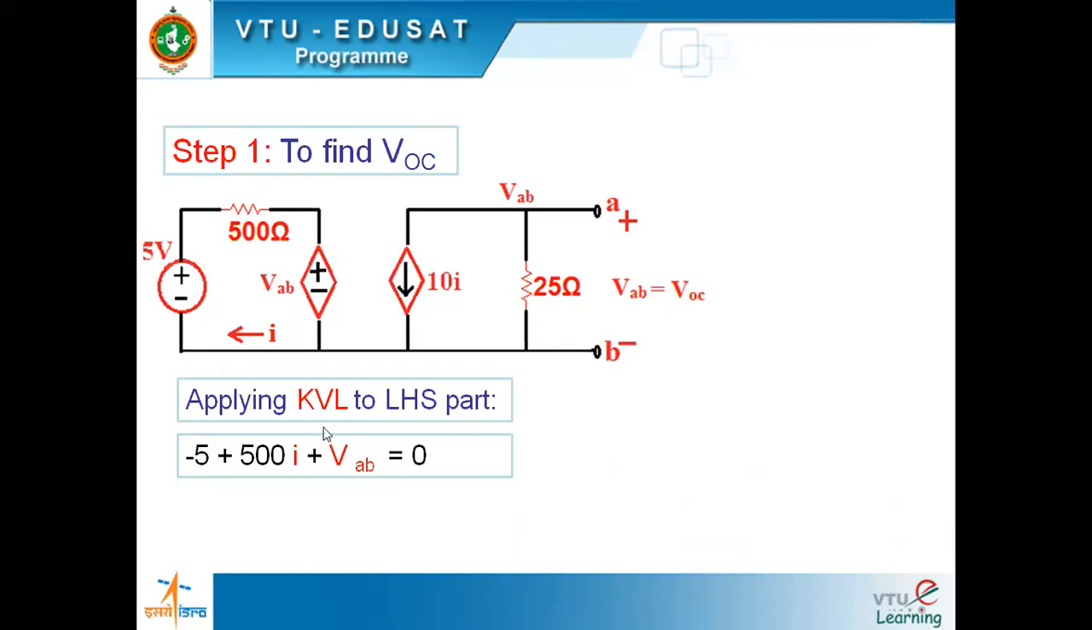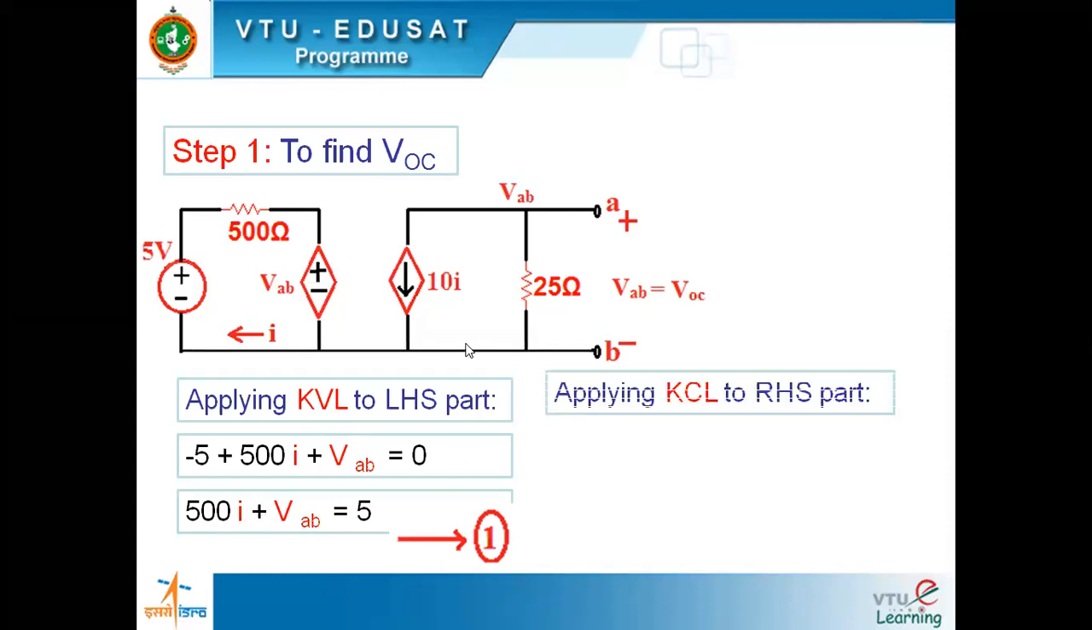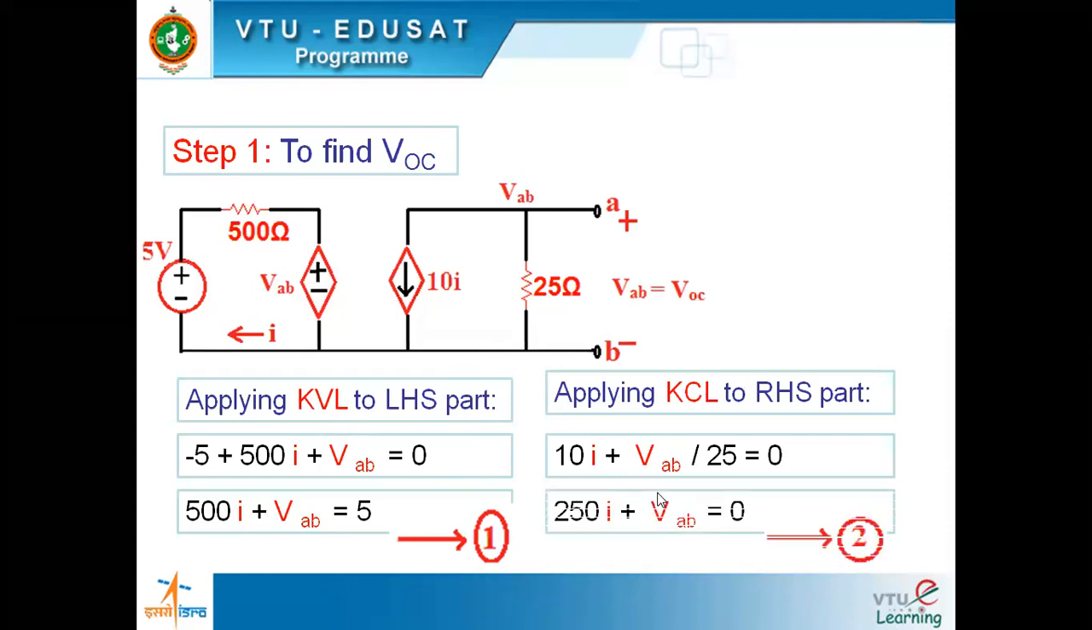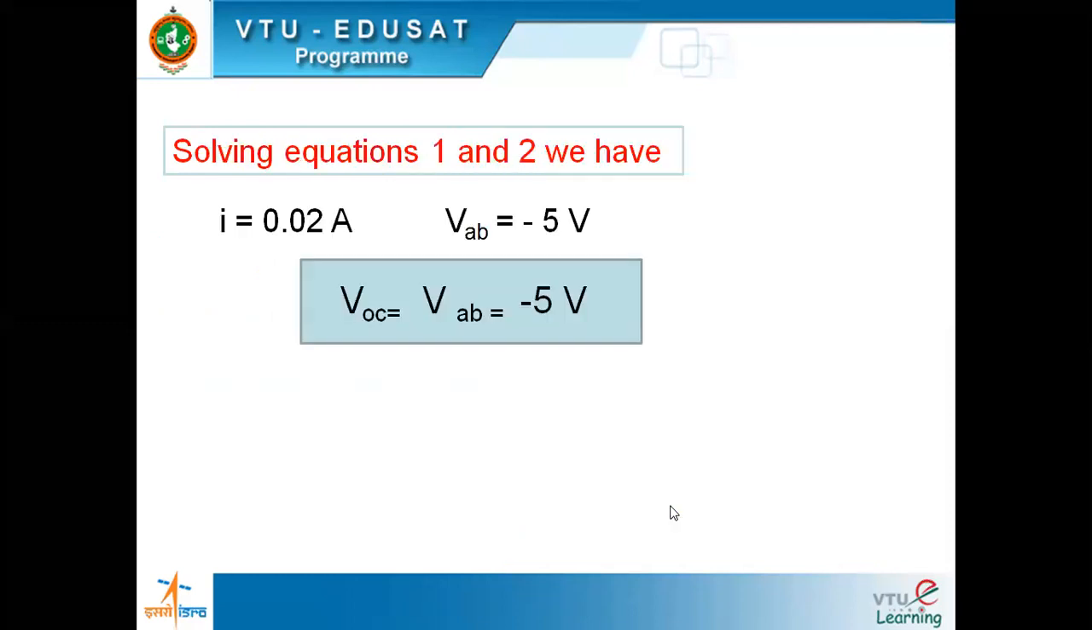That also could have been done, but we have retained both the unknowns as they are because we know in the second part we'll have another equation with the same unknowns. So you have two equations, two same unknowns. Find I and VAB. After solving for I and VAB, we have got this.